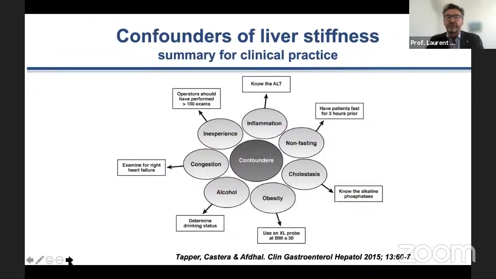Well-known confounders of liver stiffness in clinical practice are obesity, with the need to use an XL probe if your BMI is above 30, especially in NAFLD. And of course, inflammation is another source of false positives, especially in Hep B.